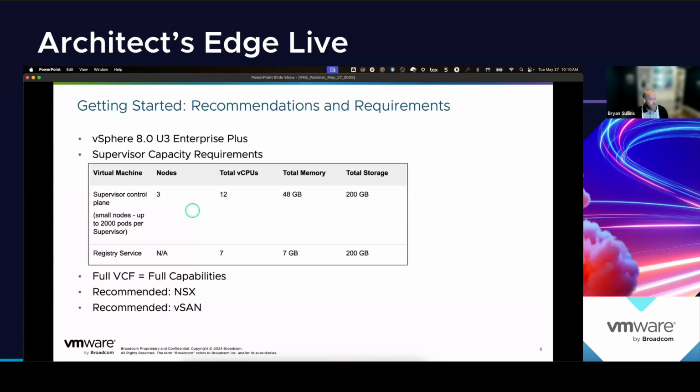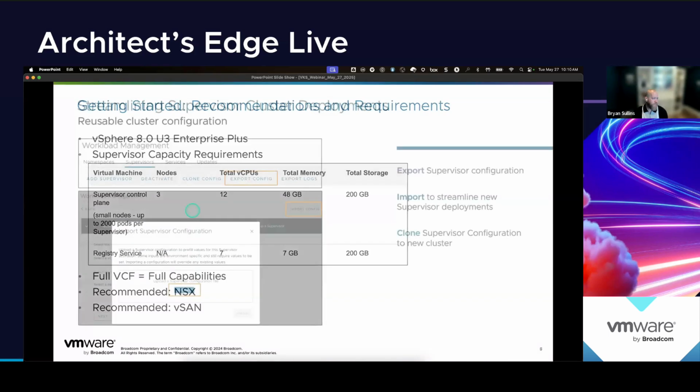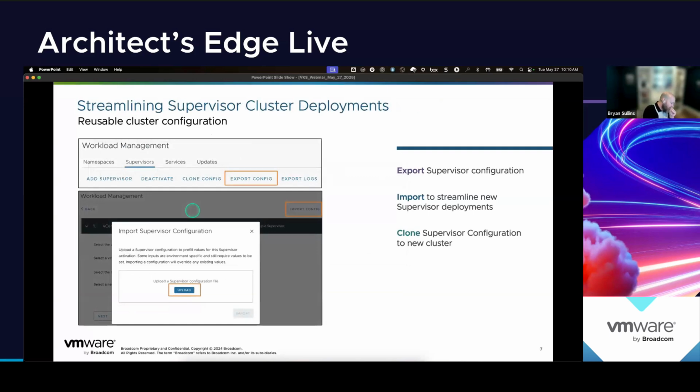There are a couple other things too. For example, content library, which is the thing that you're typically familiar with if you're a vSphere engineer. Those are all things that you're pretty well versed in. So nothing super against the grain as far as getting up and running with the supervisor cluster.